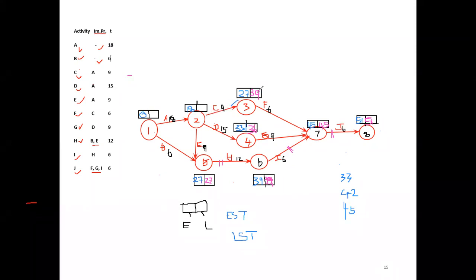Here 39 is there. 39 minus 9. What is the answer? 39 minus 9, 30. So you can't put 30 directly. Just note it somewhere, 30. For the second route, 36 is there. 36 minus 15. How much? 21. You note it.